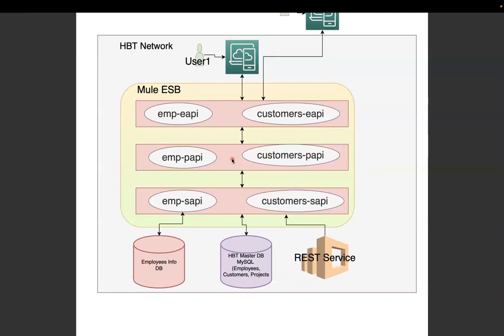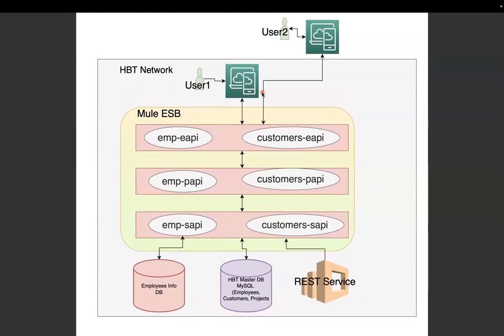Like, for example, to which master system we want to connect and extract the information, or to which master system we want to publish the data, or to send the data. So those kind of business logics we will implement within the process API. And on top of the process API, we are going to build experience APIs. And from the experience API, we will consume the MuleSoft process APIs, and we will expose these experience APIs to outside network or outside application.